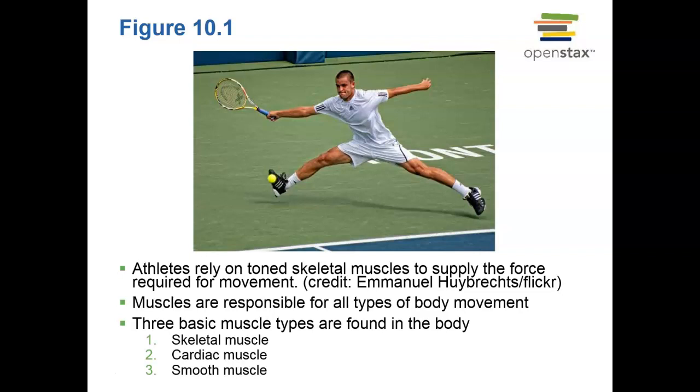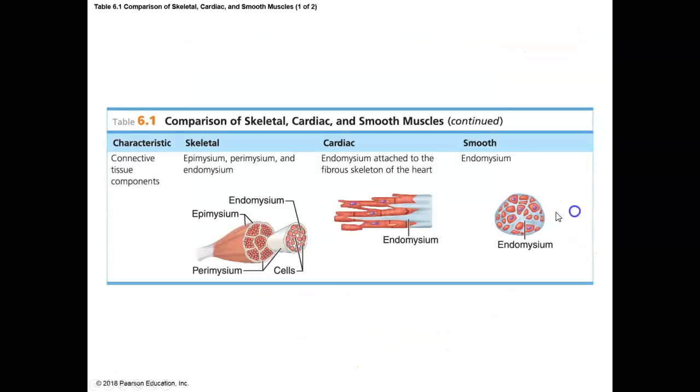And then this figure came from my OpenStax textbook. You're just seeing an athlete who is running the field, playing tennis. You can see his skeletal muscle is allowing him to move. So a major function of all muscle is movement. So let's look at some comparisons between skeletal muscle, cardiac muscle, and smooth muscle.